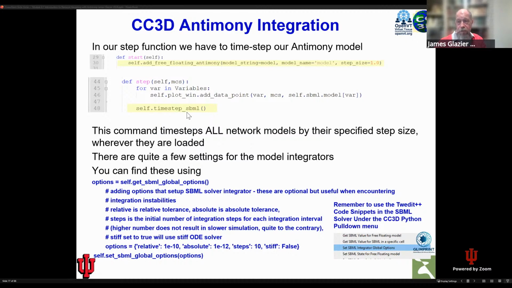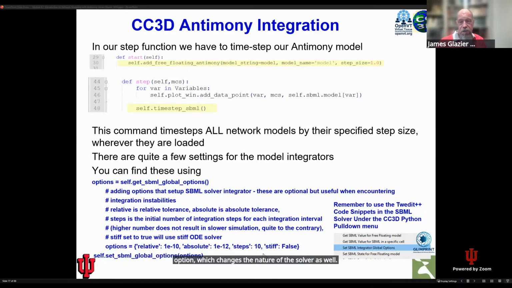Okay, so we now time step the model. There are a series of options for the integrator. If you look, set SBML integrator global options, self.get_SBML_global_options. This allows you to set the tolerance for the solver. There's a relative and an absolute accuracy requirement. There's a number of steps allowed before the convergence fails. There's a stiff option, which changes the nature of the solver as well.